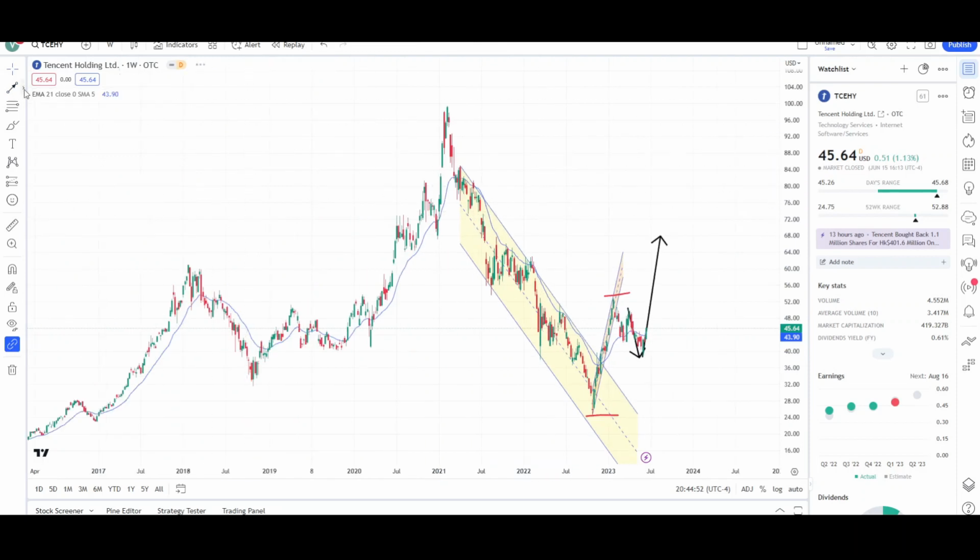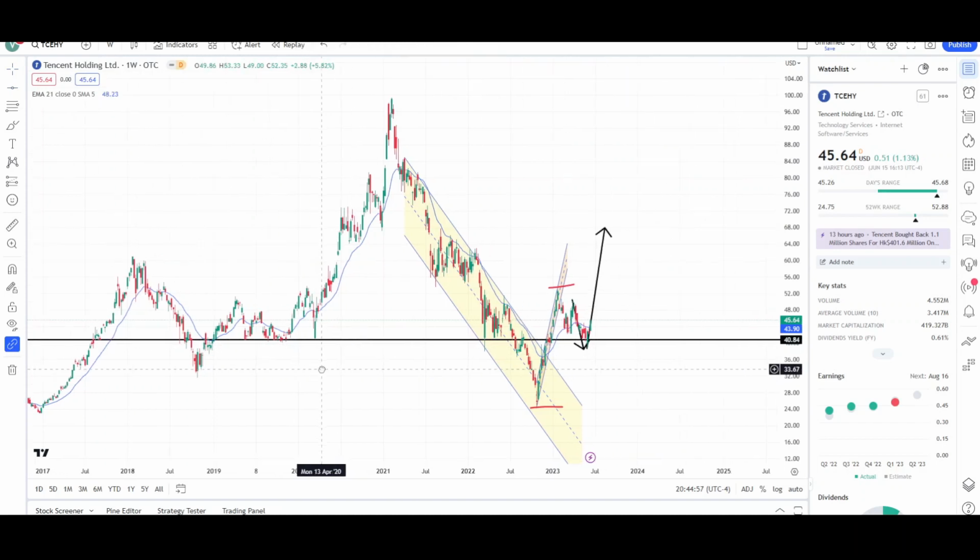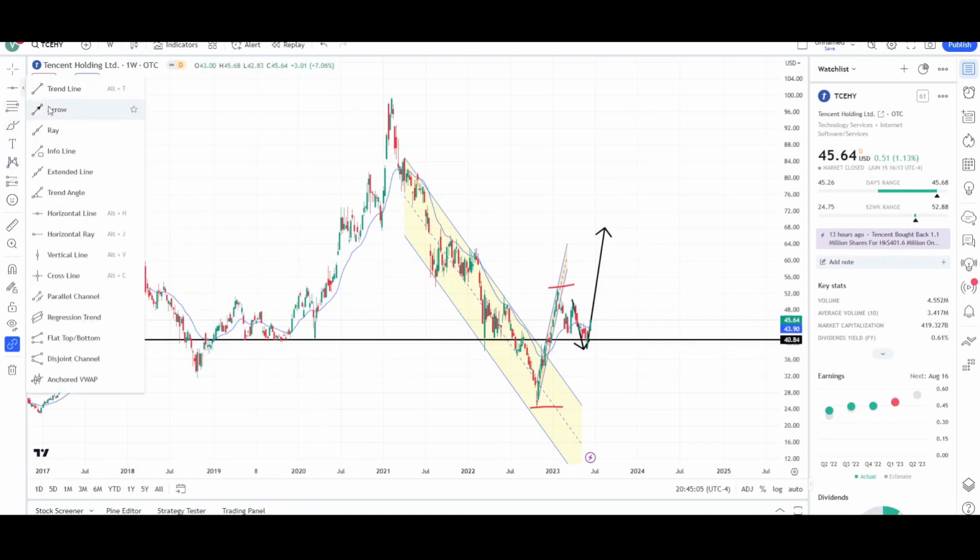This looks like a repeat pattern of the past. So let's go and put a $40 horizontal line. You can clearly see at this horizontal line at the $40 level, that's where prices had this huge impulse up in the past.